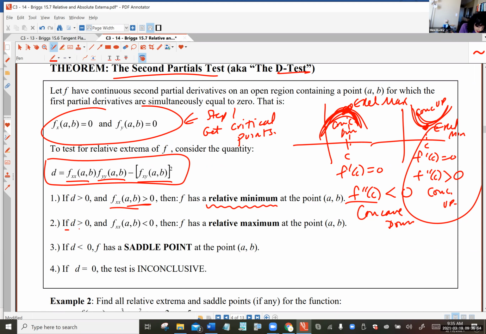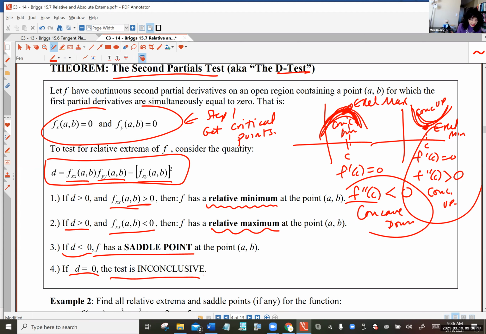On the other hand, if D is positive, but your fxx is negative when you evaluate it at the critical point, that's analogous to being concave down, then you have a rel max. Now, if your D is negative, you don't even have to bother checking the fxx. You can immediately conclude you have a saddle point. And finally, if D is equal to 0, your test is inconclusive.